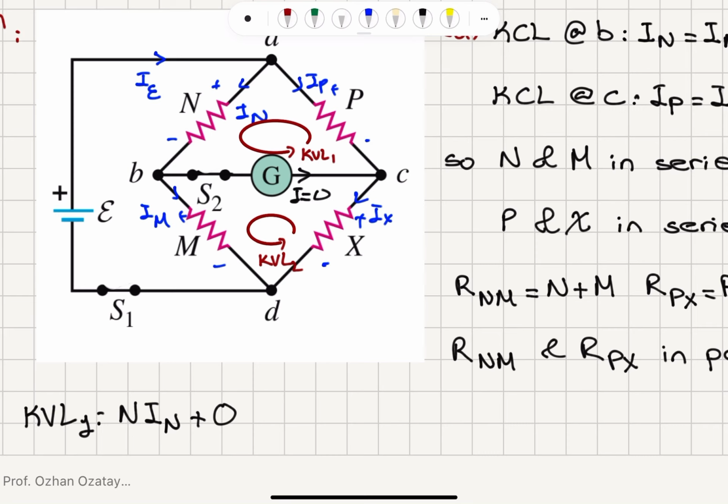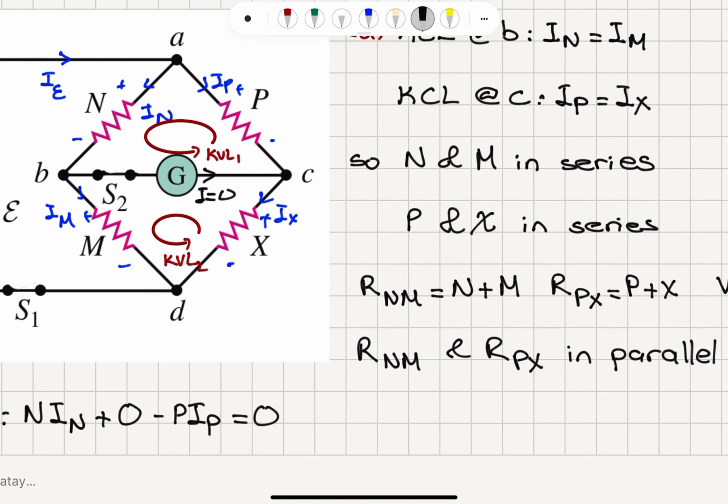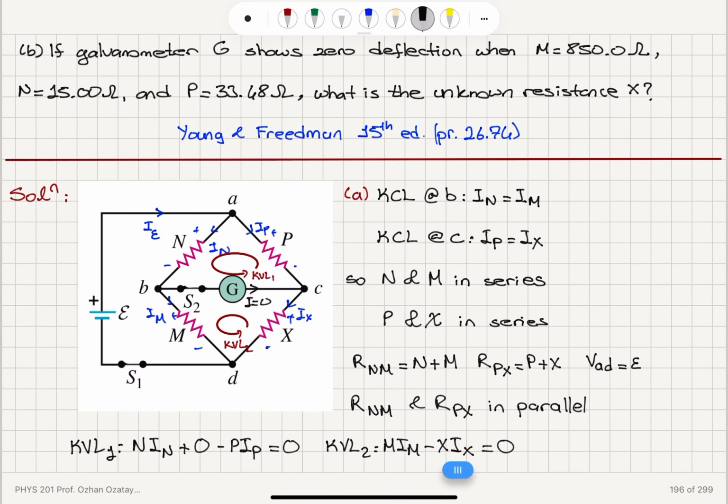And then here on this branch I have minus PIP. This must be equal to 0. And if I write the same Kirchhoff voltage law for this loop, so this is going to be MIM now. So I start here, MIM, and then I go here, it's going to be minus XIX. So the KVL2 equation is MIM minus XIX is equal to 0.